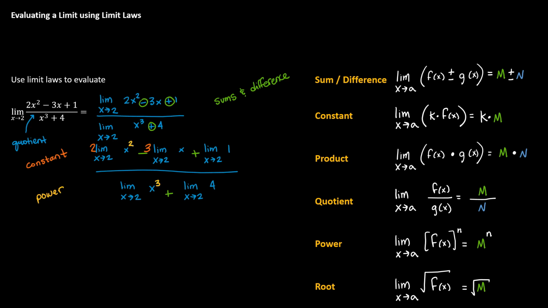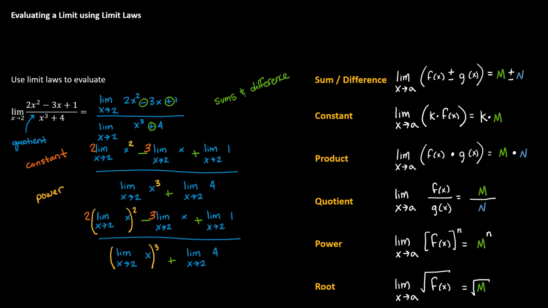Next, I recognize that we have some powers on our variables, and our power law says that we can sneak the limit inside of that exponent. So rather than the limit of x squared, we're going to square the limit of x. And rather than the limit of x cubed, we're going to cube the limit of x. And now all of the limits we have on the screen are the same as those basic limit results that we saw at the beginning of this lecture. So we can do our evaluation.